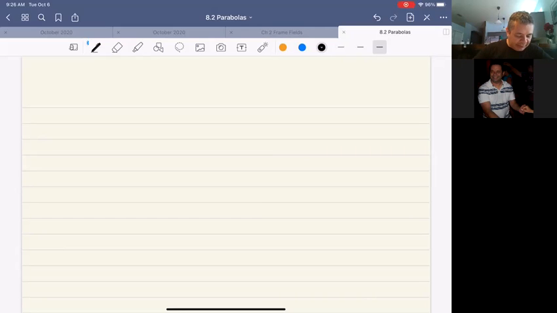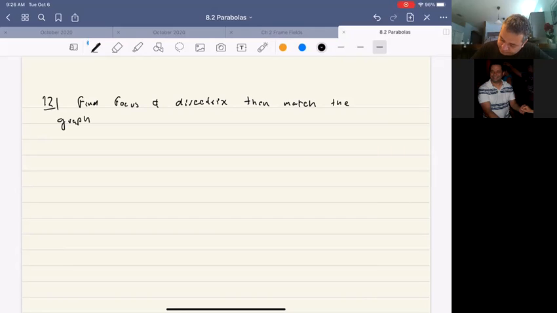The first problem says, find the focus and directrix, and then match the graph. I'm actually going to say, let's just graph it, because that's what you should be doing anyways. You should be graphing it and then seeing if your graph matches one of the ones they give you. They give us x squared equals -2y.